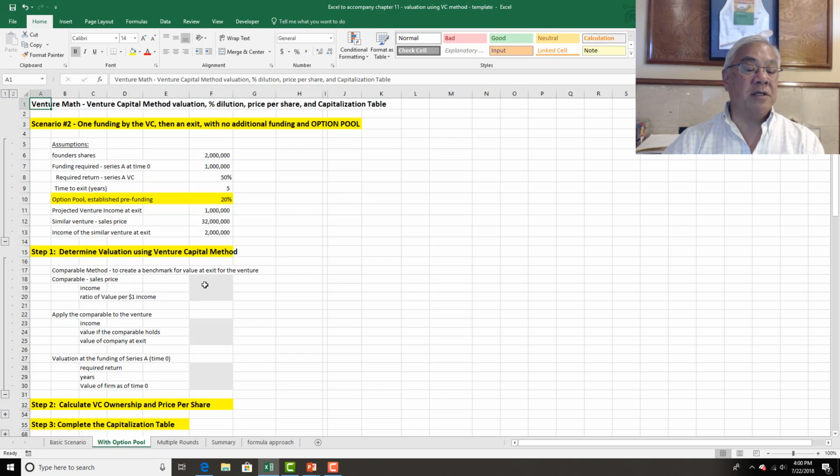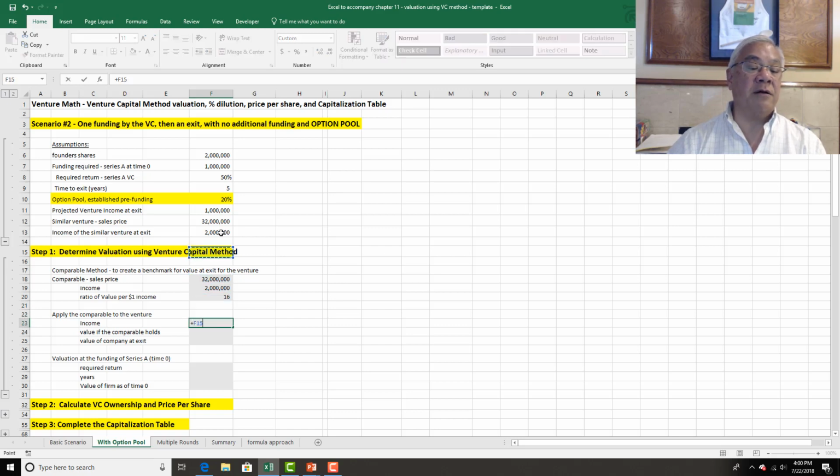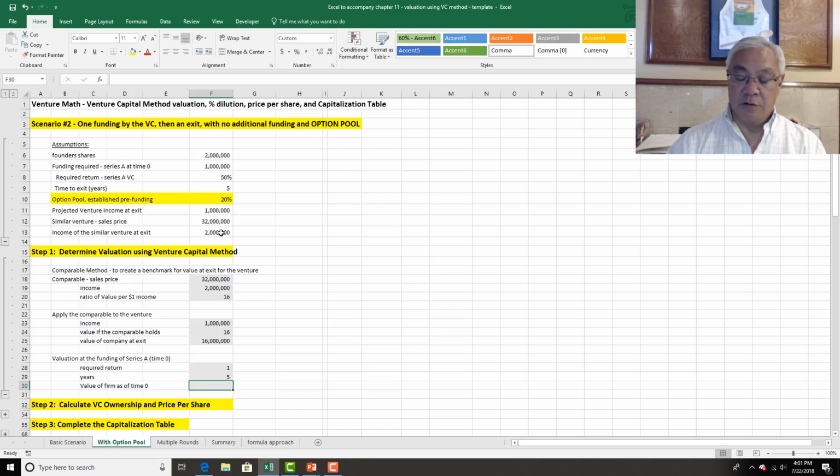Step 1, much of this is the same. The comparable price was 32. I'm going to go through faster this way. The income by that comparable is 2. Valuation ratio is 16 million. We have $1 million of our company projected, and each dollar is worth 16, so our company is going to be worth 16 million. The expected return is 0.5 for the VC, 5 years, and the value of the firm.